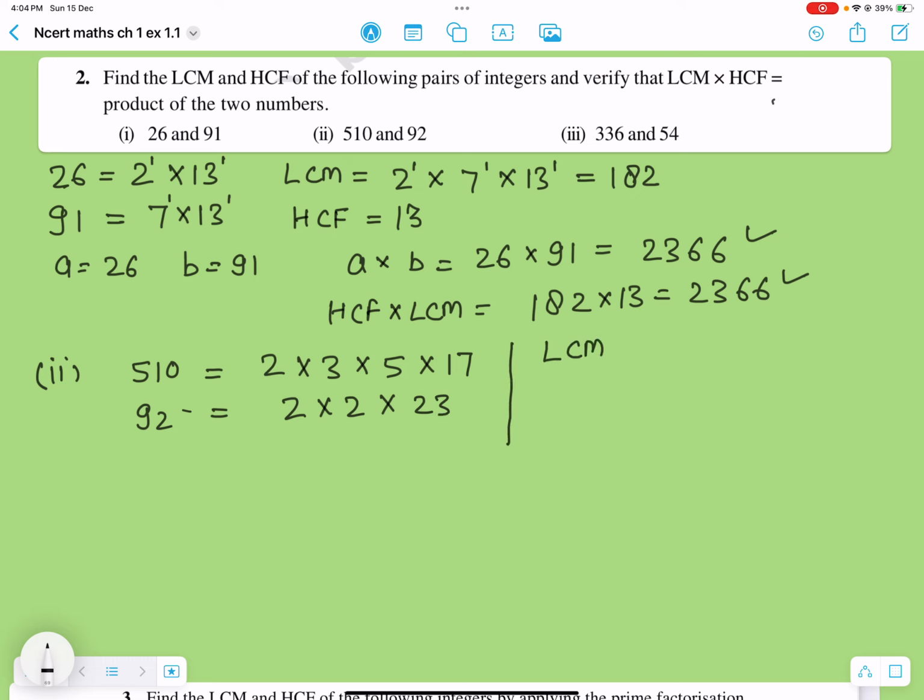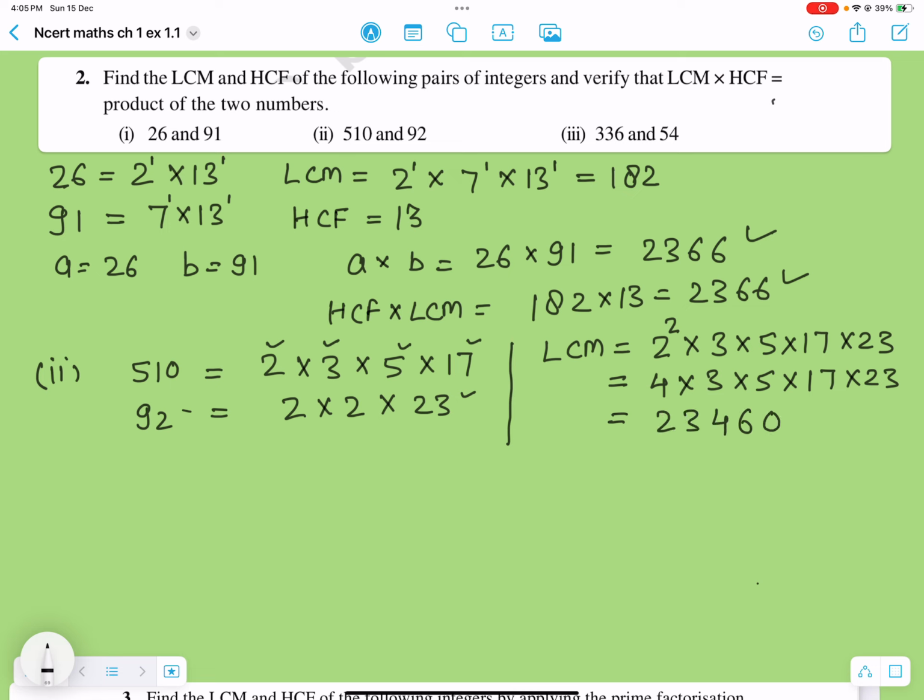We'll calculate LCM. So for LCM, we'll multiply all the unique factors. So factors are 2, 3, 5, 17, 23. And the maximum power for 2 is 2, 3 is 1, 5 is 1, 17 is 1, 23 is 1. So the LCM would be 4 multiply 3 multiply 5 multiply 17 multiply 23. And the answer for this would be 23460. I'm sure you guys can do the calculation, right?